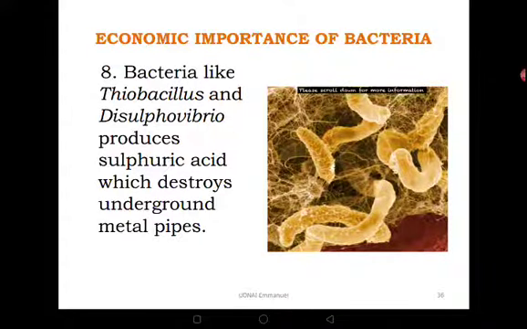Some bacteria, like sulfur vibrio, produce sulfuric acid, which destroys underground pipes. These are bacteria that live in the soil. And those metallic pipes, these days we have few metallic pipes, but if they are there, they can get degraded by the acids that are produced by the bacteria.